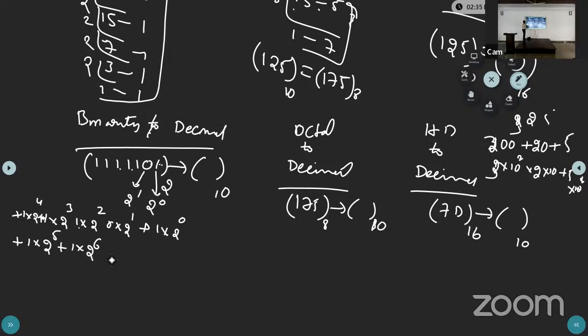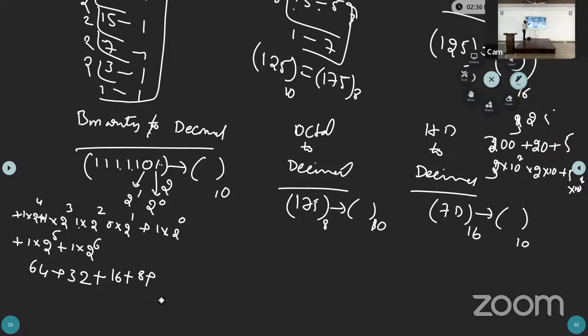Whatever digit is there, that is the value. So here there is 0, so 0. 0, 1, 2, 3, 4, 5, 6. Now what is the value here? 2 to the power 6 into 1. What is the 2 to the power 6 value? 64. 64 into 1. 64 plus 2 to the power 5 is 32 plus 16 plus 8 plus 4.